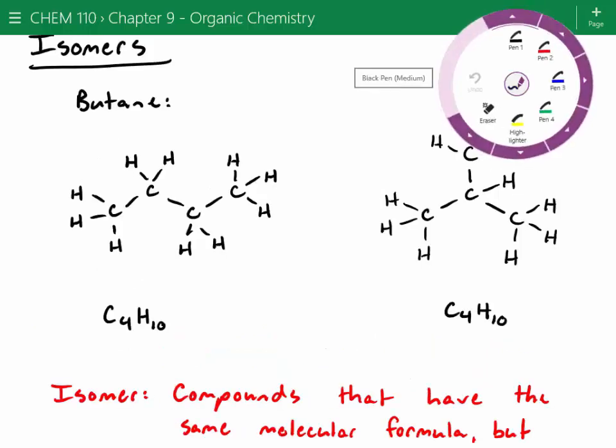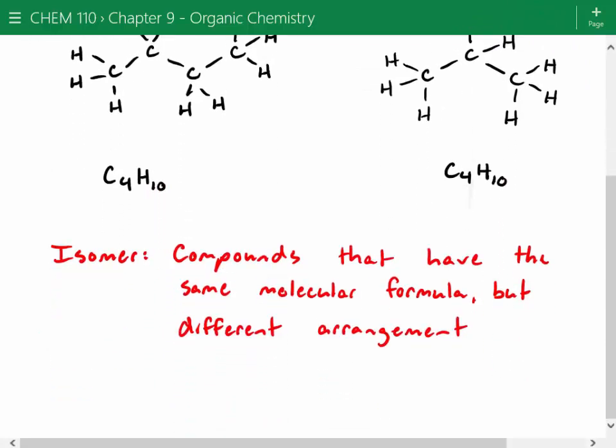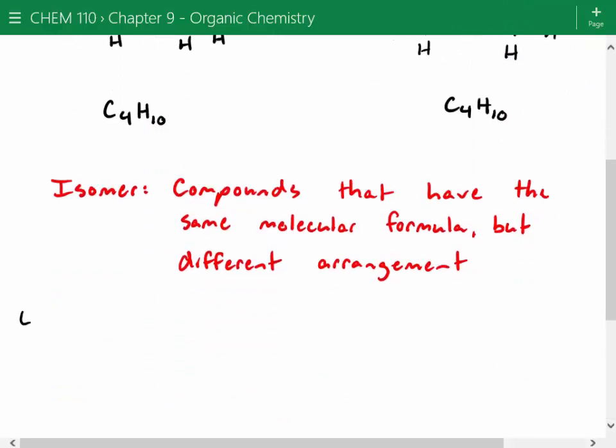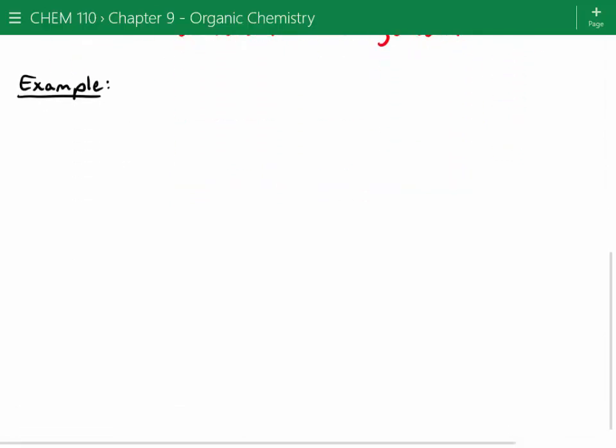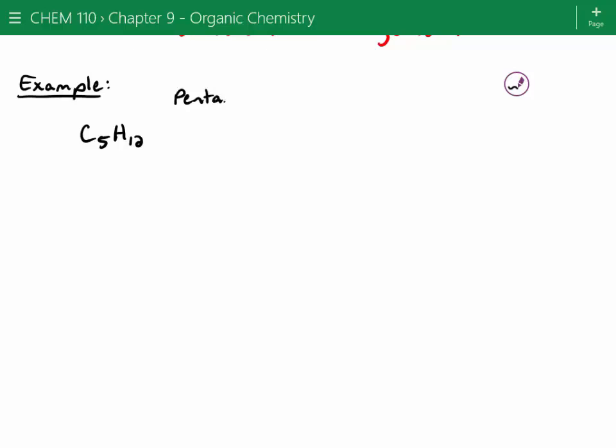Let's do another example, but this time I want to do pentane. How many carbons are in pentane? 5. So we've got C5H... let's see, how many would that be? That'd be 5 times 2 is 10, plus 2 is 12. So it'd be C5H12. So if we have pentane, we've got a few isomers that we have to consider.